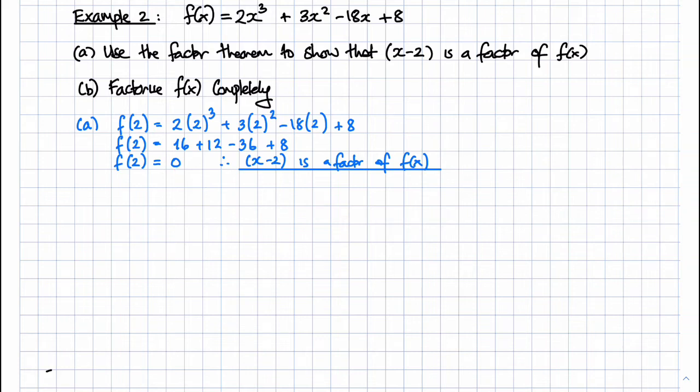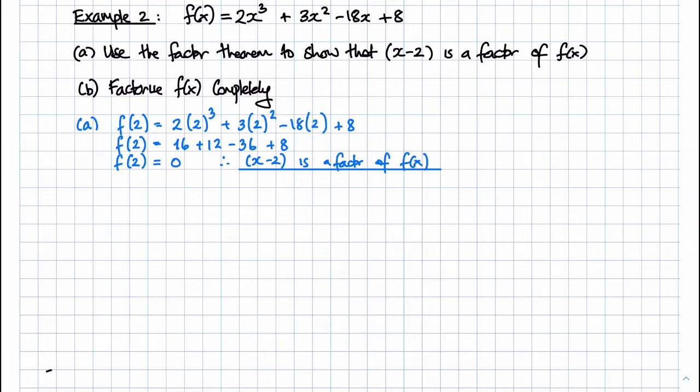And what does that 0 ultimately mean? That 0 means 0 remainder. If something is going to be a factor, it means it will divide into something exactly with 0 remainder. So we've got 0 remainder. Given that we've got 0 remainder, it must mean that x minus 2 is a factor of that polynomial. So that's part A completed. Let's move on to part B.